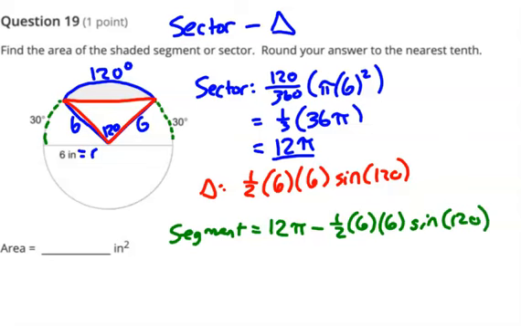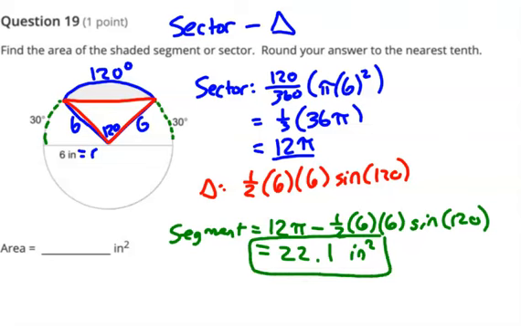I didn't do it in the last one because our triangle wasn't a decimal. This one would be. So if you type it in all in one step, you end up with 22.1 if you go to the nearest 10th. So 22.1, and this time we're in square inches. So that's how you get a segment. It's kind of like just the crust of the pizza.